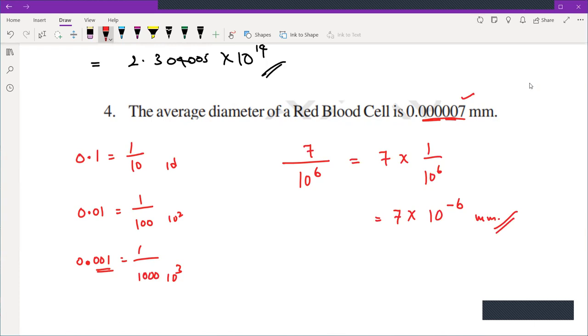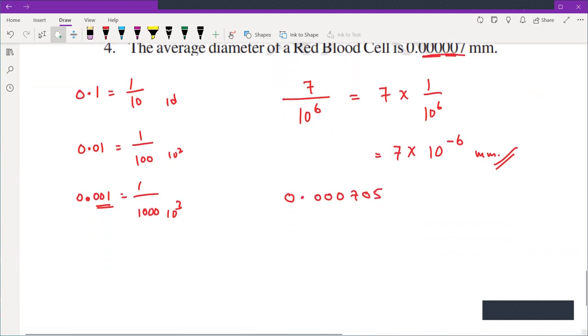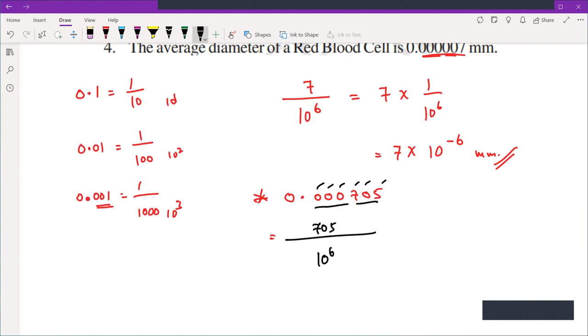Yes, sir. Now you may get 0.0000705 given. How to do this? So first we'll write this as, till this we have zeros only. So 705. Let us write 705 divided by 1, 2, 3, 4, 5, 6. So 10 power 6. Can we write like that?